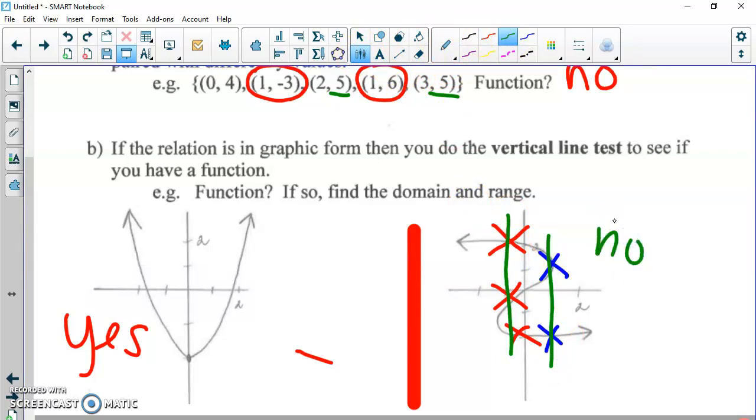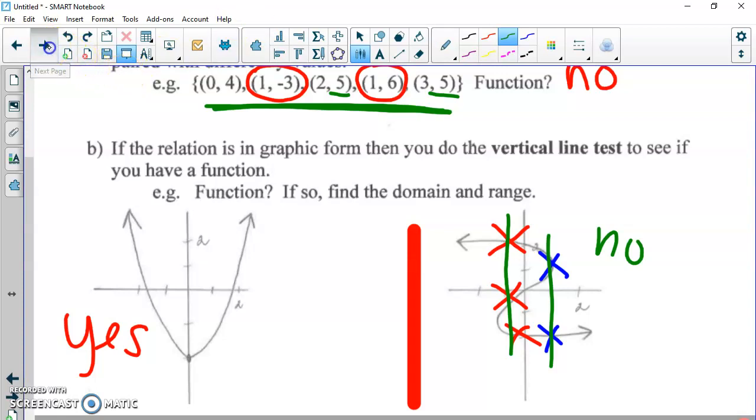There's repeated x values. So in roster form here, in our ordered pairs, we can't have a repeat in our x values. Graphically, we can't have a vertical line intersecting your graph in more than one spot, anywhere. In this case, on the right, it happened a lot of times. I just showed you 2 different examples.